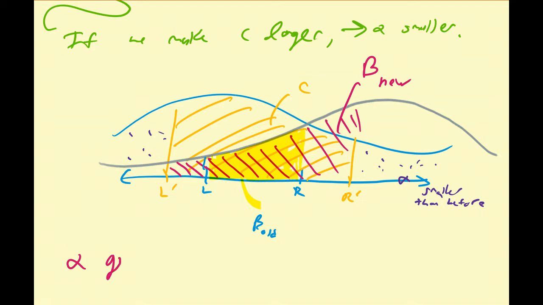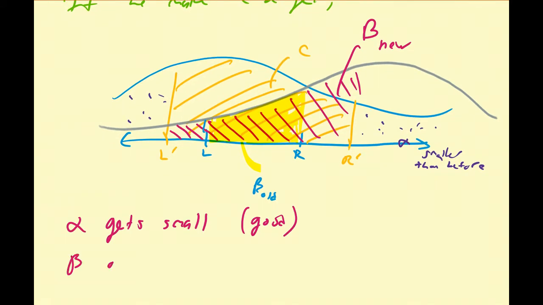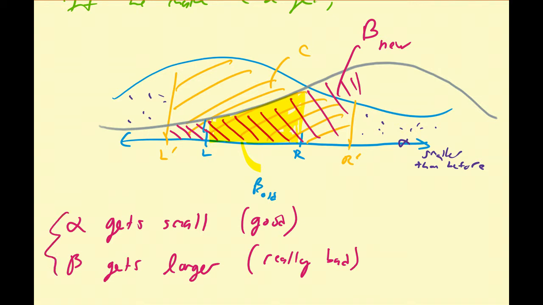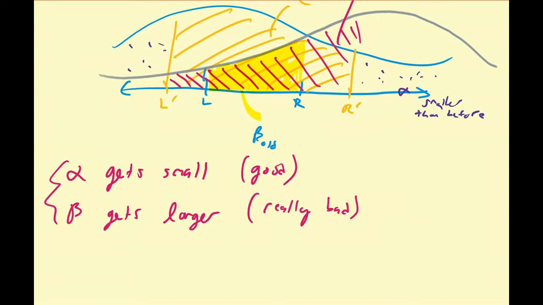So as alpha gets small, which is good, beta gets larger. Really bad. Remember, type 2 errors are worse than making type 1 errors, right? So usually we want a balance. That is, we're willing to sacrifice a decent or a relatively small, not significantly small, alpha in order to sort of minimize the value of beta.